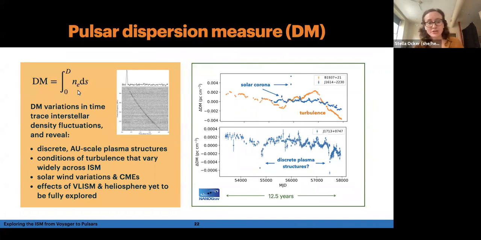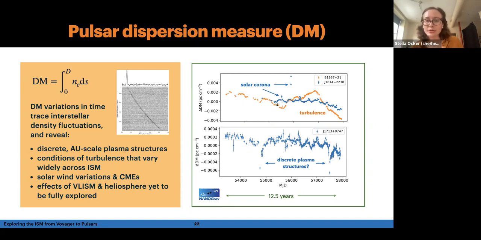And DM variations in time are routinely observed by pulsar timing arrays like NANOGrav. On the right here, I'm showing you a few different DM variation time series that were observed by NANOGrav over a 12.5-year-long period. In this top panel in orange, you can see an example of DM variations that are predominantly related to turbulent density fluctuations in the ISM along the line of sight to the pulsar.